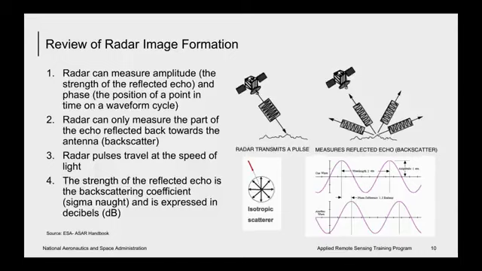This usually varies from minus 25 dB, which is an area of low backscatter or dark tones, because little energy is reflected back to the radar, to sometimes greater than 1 dB. Those are areas that have really high backscatter or bright tones, because a great amount of energy is reflected back to the radar.